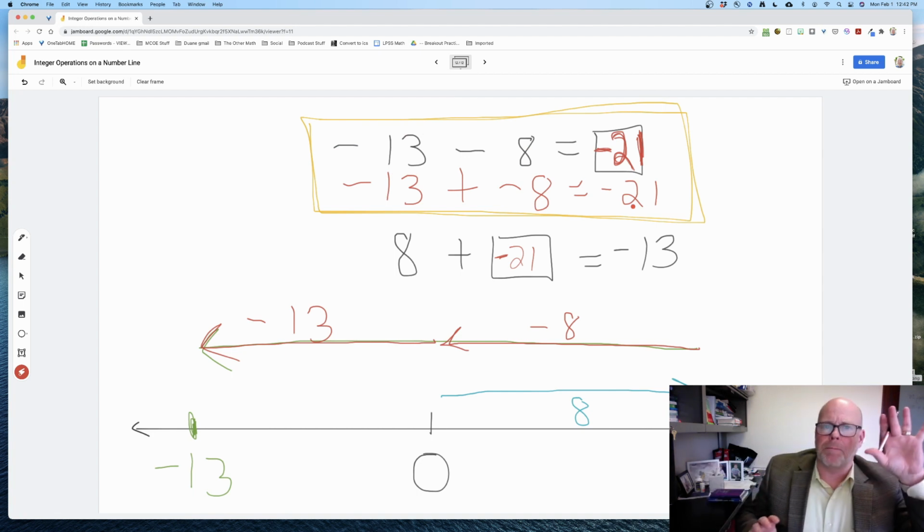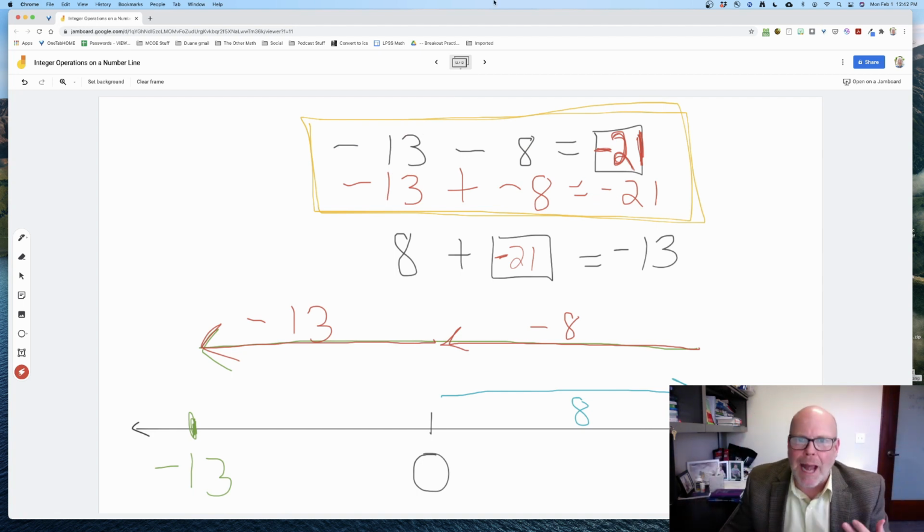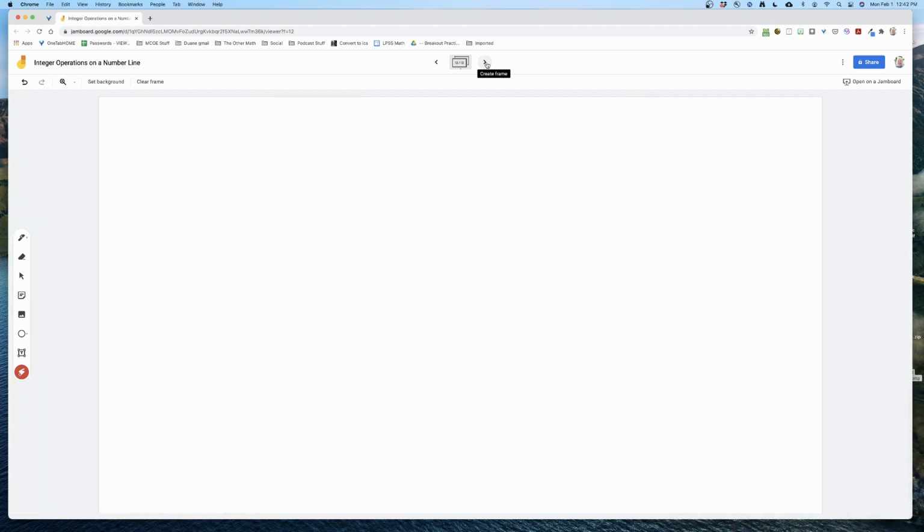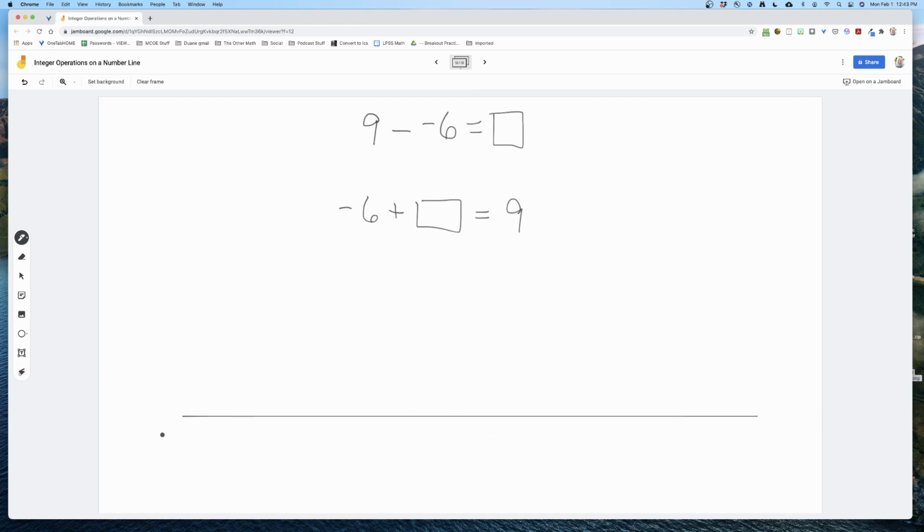So let's now do a positive minus a negative and see what happens there. Let's get to that next slide. Let's do 9 minus negative 6 equals what? Remember, we're going to write it first as an addition problem with a missing addend. So it's negative 6 plus what gives us positive 9. We're going to draw our number line here.